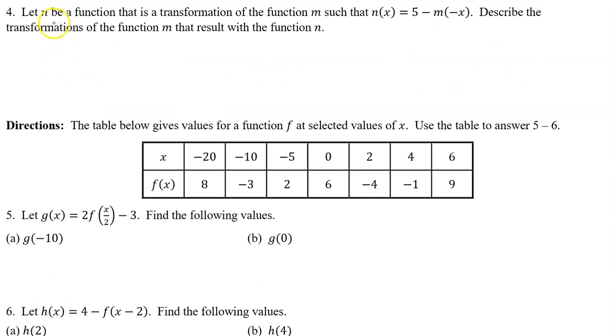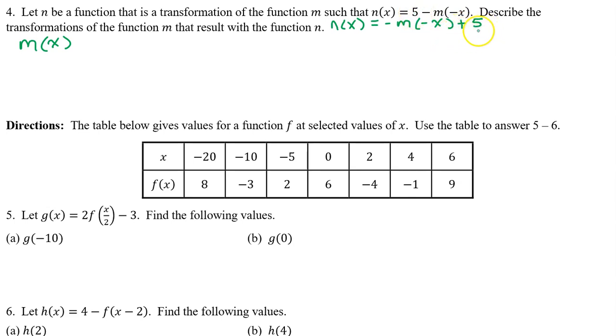Number 4, let n be a function that is a transformation of the function m, such that n of x equals 5 minus m at -x. Describe the transformations of the function m that result with function n. I think it will be easier to interpret if we move this 5 to the end.